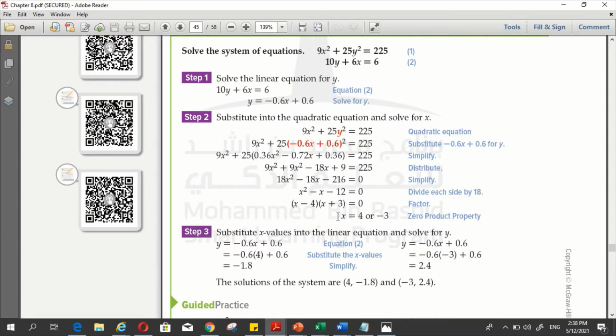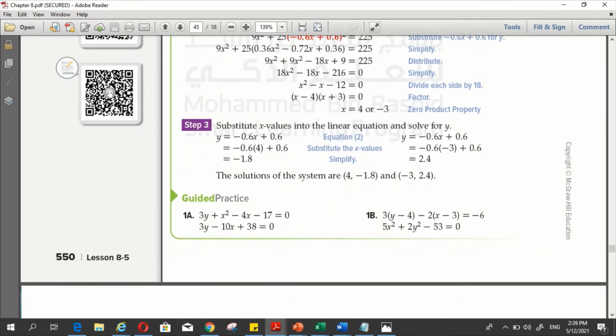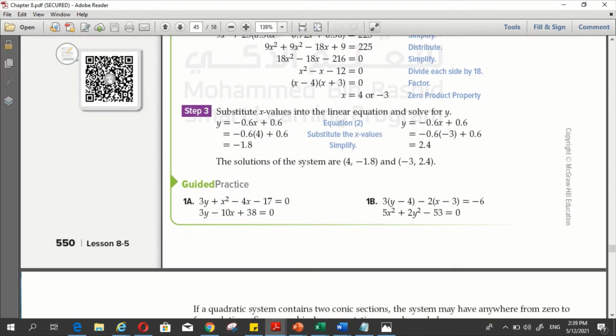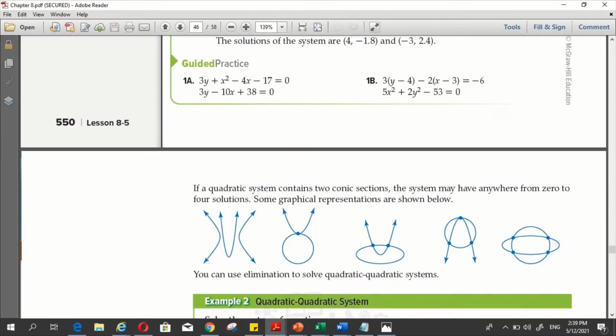Because we have two values for x, after substituting the two values we will also have two values for y, which are 2.4 and minus 1.8. Okay, so here are two questions. Try to solve them, with different levels of difficulty. Try to solve the second one. If you have any question about these questions, just ask me directly.